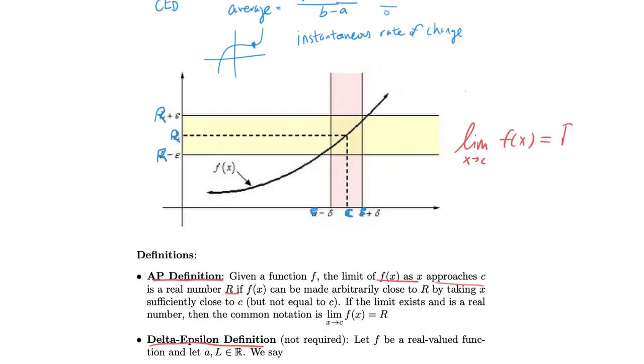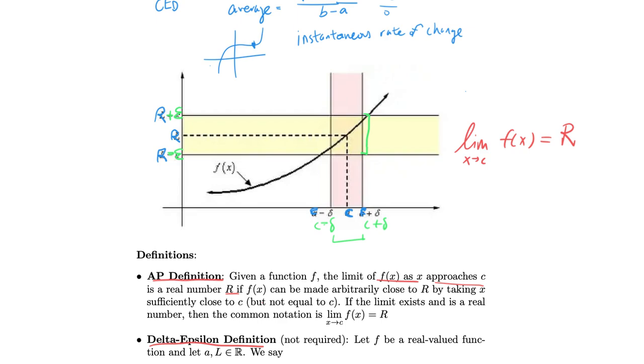And the way we show this is that for any interval around r, so we have here r plus epsilon for some small epsilon and r minus epsilon, for this y interval here, we can always find some interval close to c. So here we have c minus delta and c plus delta, so that the values given by these function values fall within this y interval.